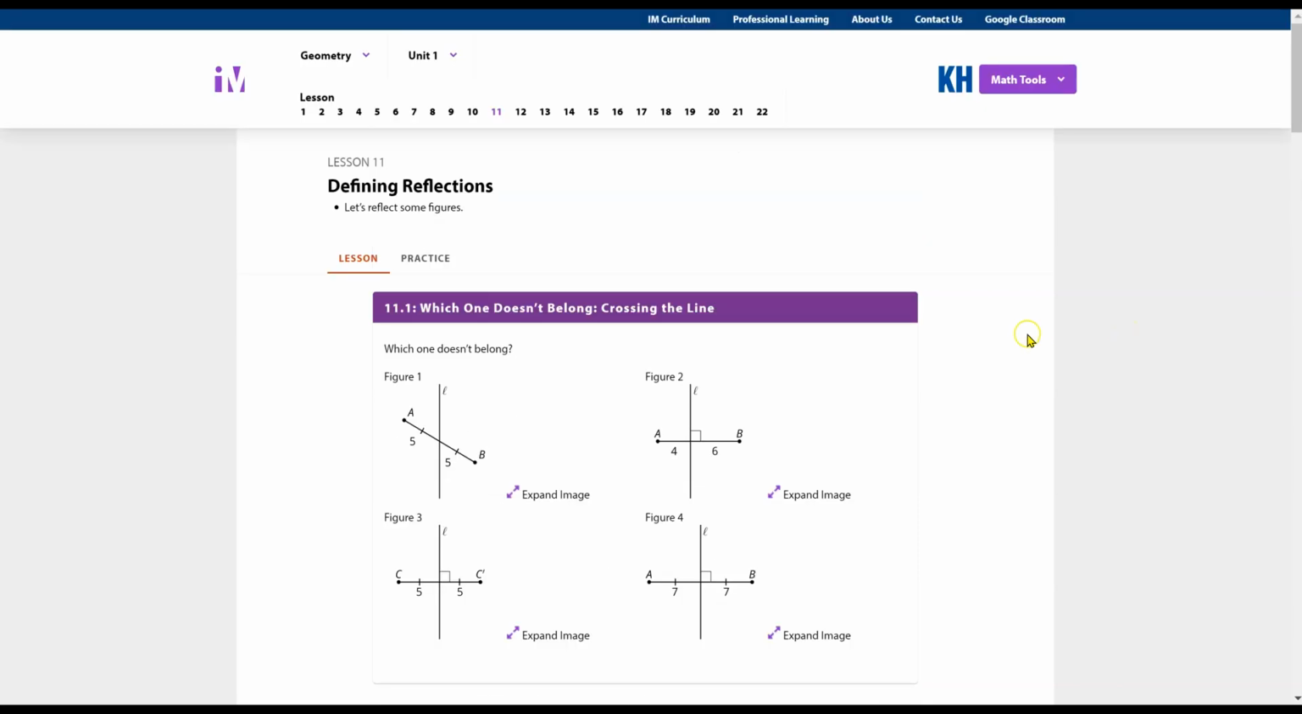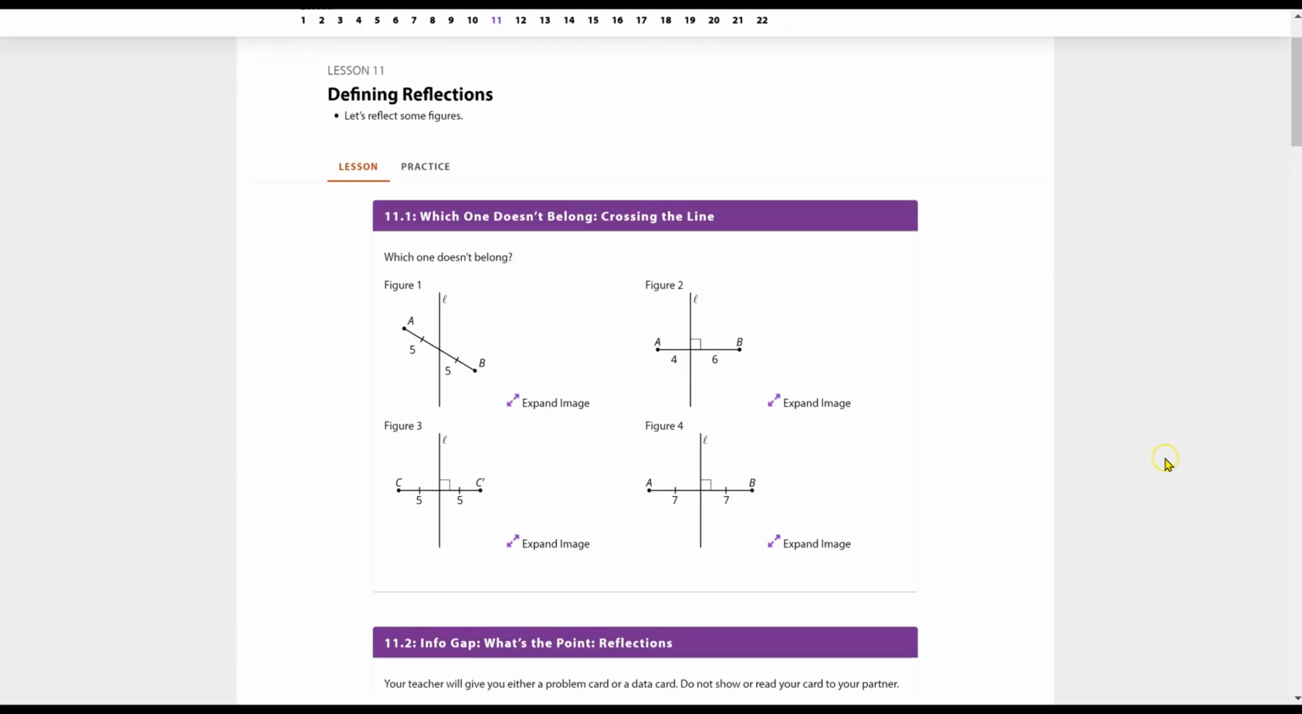Looking at the lesson, the opener, 11.1, which doesn't belong. These are great activities for you to notice things about each of the figures. And there's not one right answer. There could be several. So I'm going to leave that to you. Take a look at these. Describe which of them doesn't belong and then explain why.